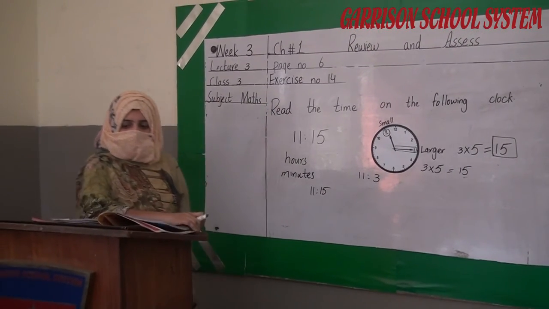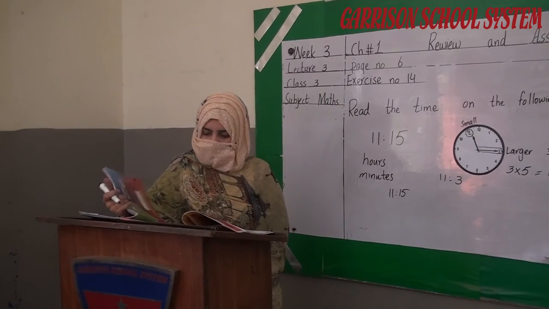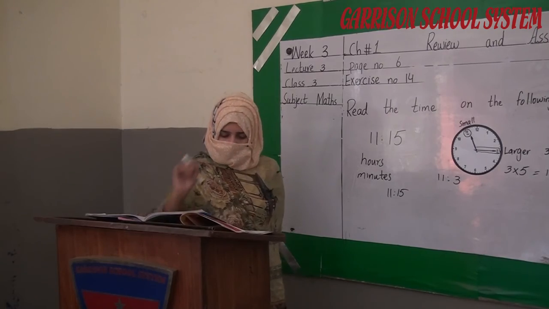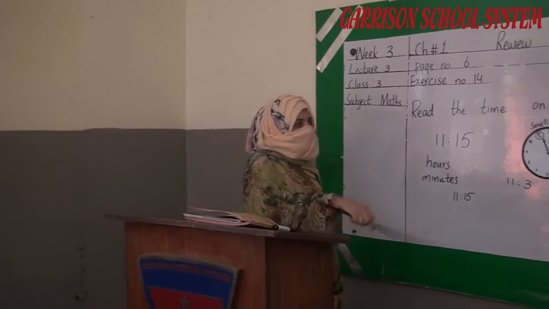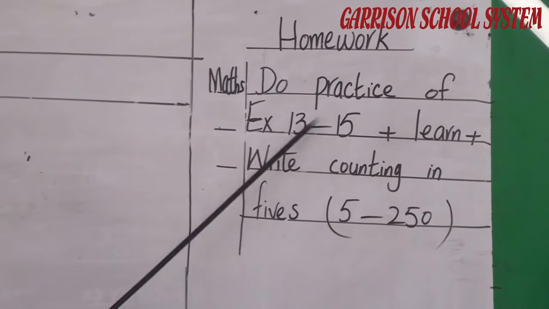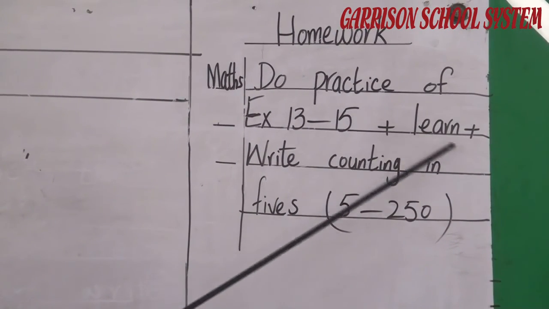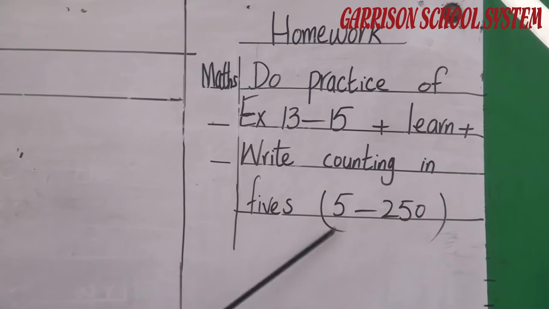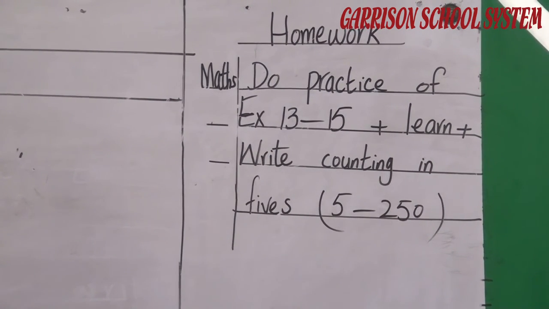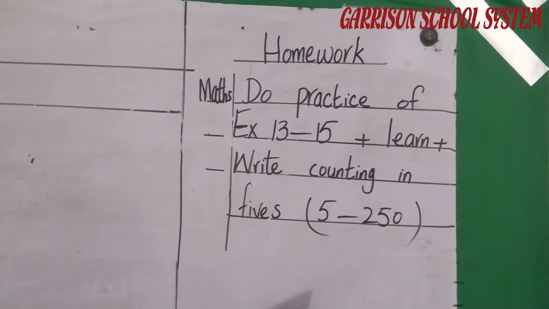Understand, student? Remaining clocks. Here are remaining clocks. So you have to mention the time here. This is your home task. Okay, student. This is your homework. Do practice of exercise 13 to 15, plus learn, plus write counting in fives from 5 to 250. You have to write the counting in fives in your notebooks.